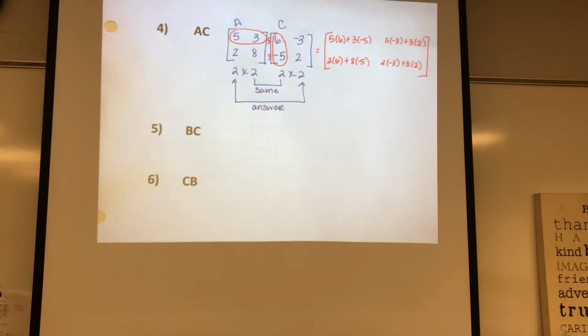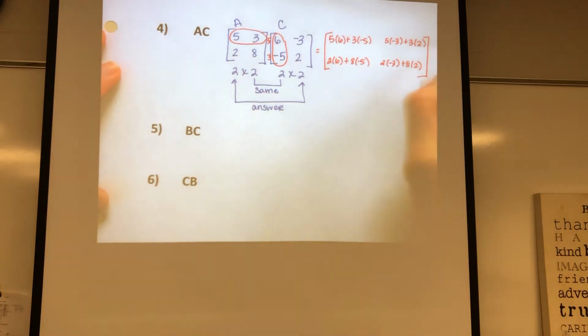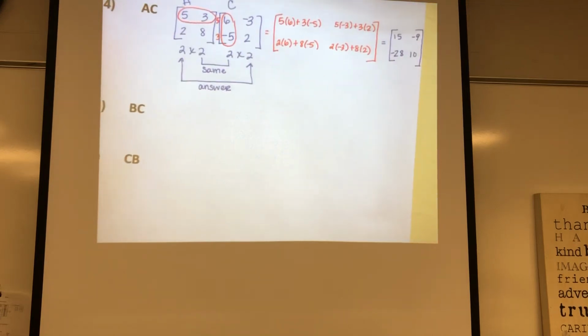After you multiply all the rows by all the columns, then you're just going to simplify each one of those elements. And remember, our final answer is a 2 by 2, so you should have 4 different elements in your final answer. And it should be 15, -9, -28, 10.